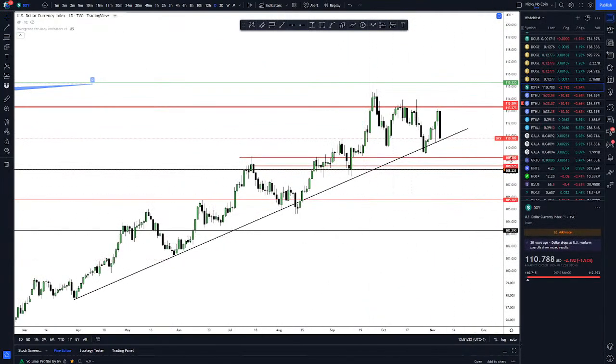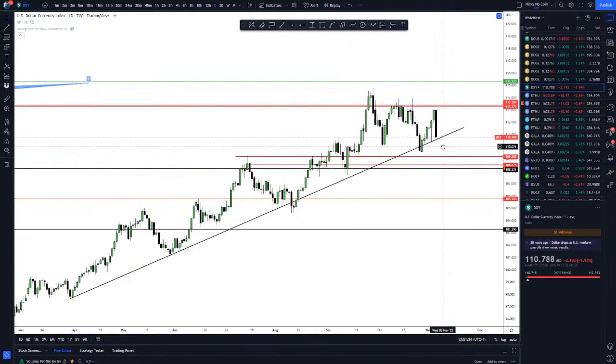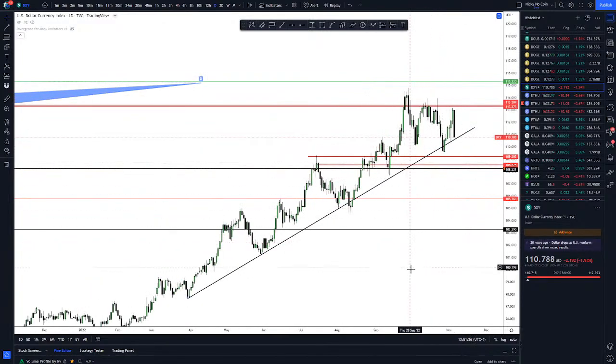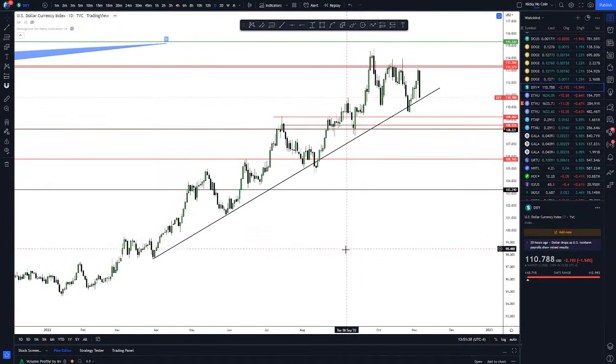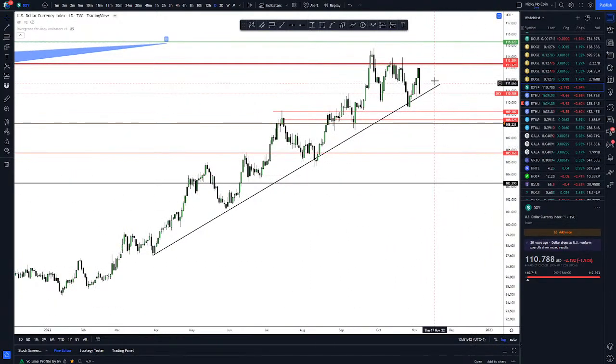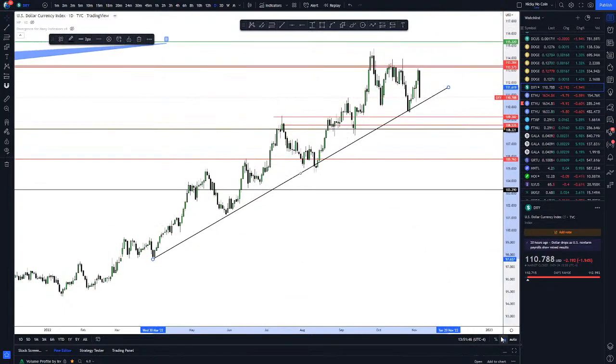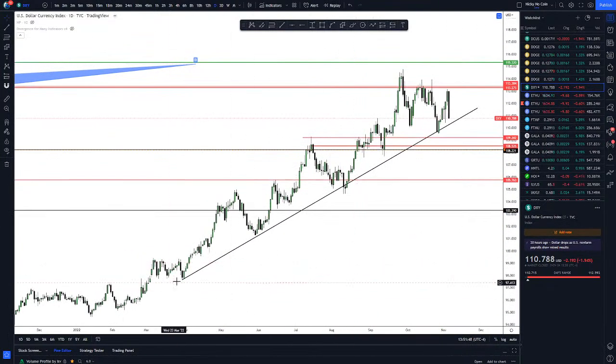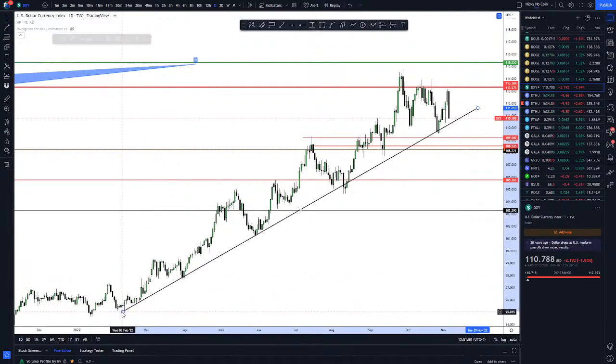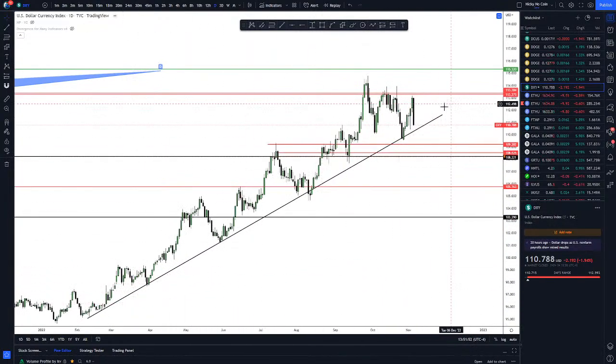So yeah, look at this. We had a reaction. This is a massive trend line in my opinion that if we break this, we could see the dollar like free fall. We really could, which would be so bullish for crypto if that happened. But we just have this massive trend line.